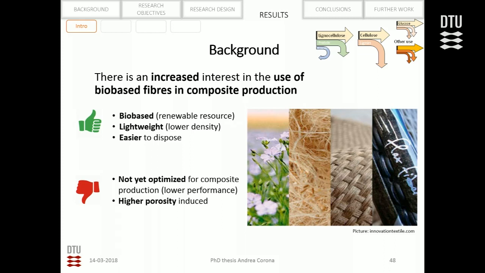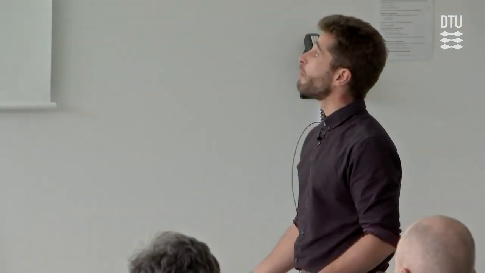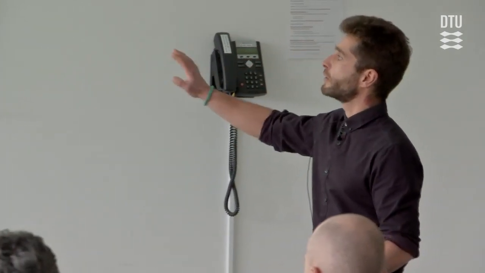to dispose of. On the other side, they are not yet optimized for composite production, because the production process for natural fiber comes mainly from the textile industry, so it is not focused on maximizing the mechanical properties. And this results in a major effect, which is porosity in the composite. This decreases the mechanical properties of the resulting composite compared to glass fibers.